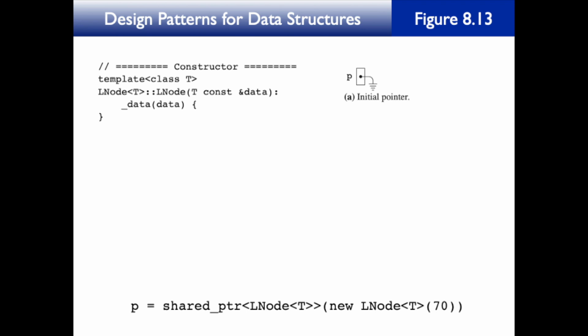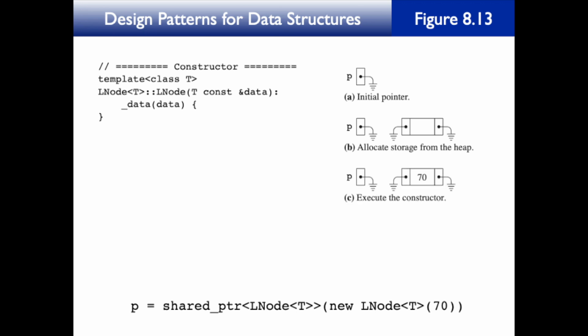Part A of the figure shows the initial pointer. When new executes, enough storage is allocated from the heap to store an LNode, consisting of _left, _data, and _right. Part B of the figure shows that _left and _right are automatically initialized to the null pointer. Then the constructor is called, as shown in part C of the figure, at which point _data gets data. Then the pointer to the allocated node is returned. In this example, p gets that pointer, and therefore p points to the allocated node.